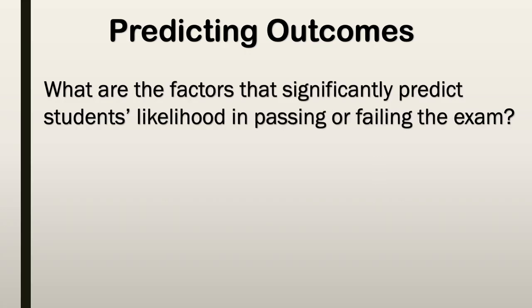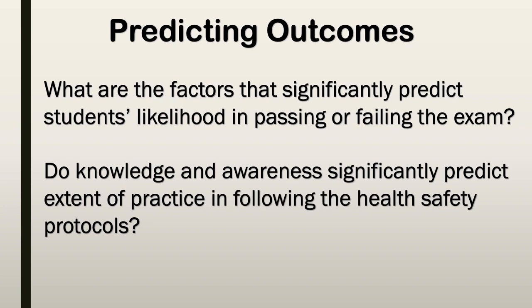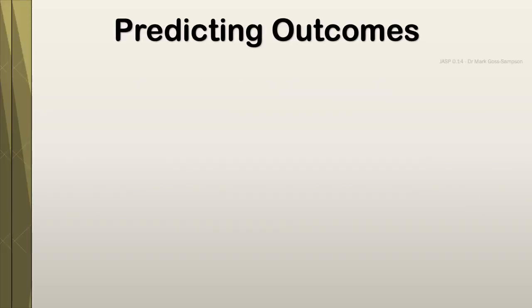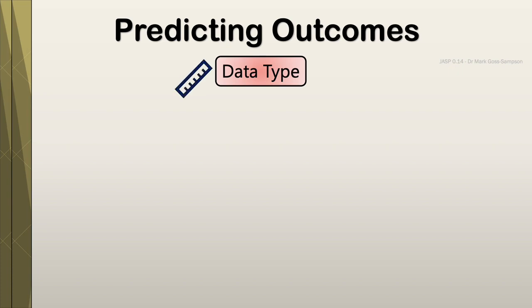Suppose a researcher is interested in predicting outcomes. Research questions like, what are the factors that significantly predict students' likelihood in passing or failing the exam? Or probably a researcher wants to answer the question, do knowledge and awareness significantly predict extent of practice in following the health safety protocols? If that is the case, then the researcher must ask the question, how is the dependent variable measured? What is the level of measurement of the dependent variable, of the outcome variable?